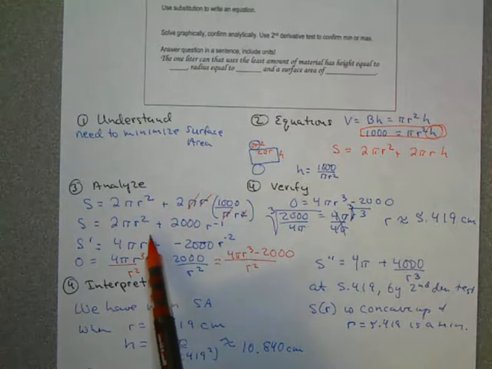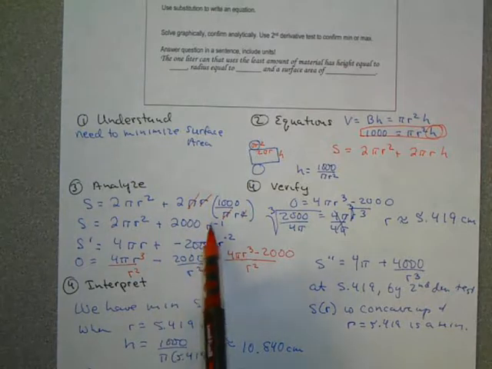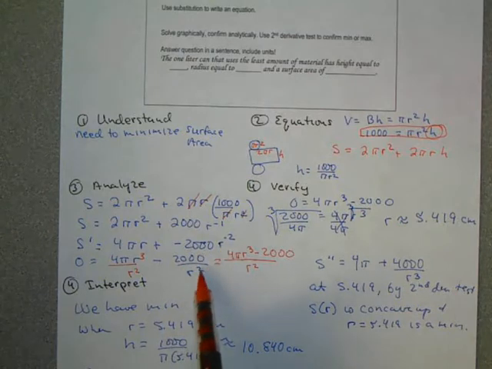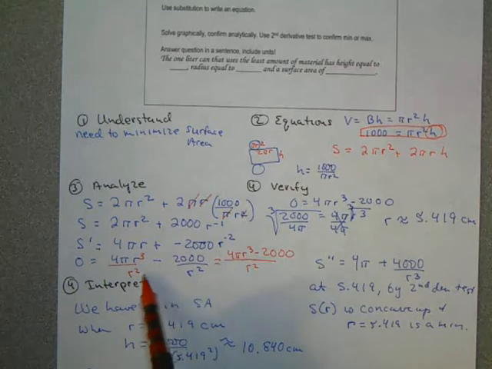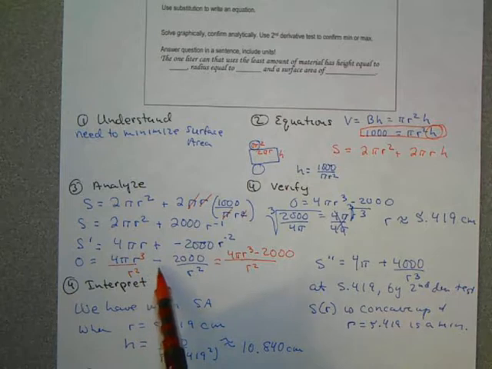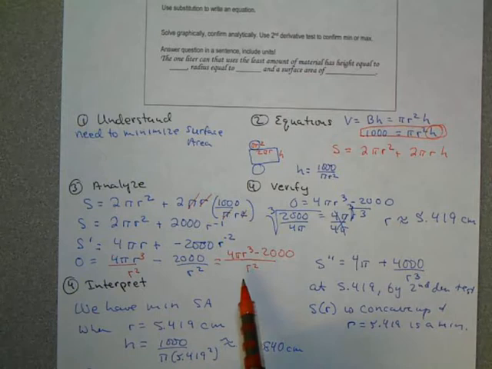Well, take my derivative, set it equal to 0. So take my derivative, 4 pi r plus, and I'm going to bring this negative exponent, so negative 2,000 times the radius to the negative 2, which I'll write as 2,000 over r squared. Since I need a common denominator to find out where this equals 0, I'm going to have to multiply this by r squared over r squared, which is going to give me 4 pi r cubed over r squared minus 2,000 over r squared. And that leaves me with this for the derivative of my surface area, 4 pi r cubed minus 2,000 over r squared.